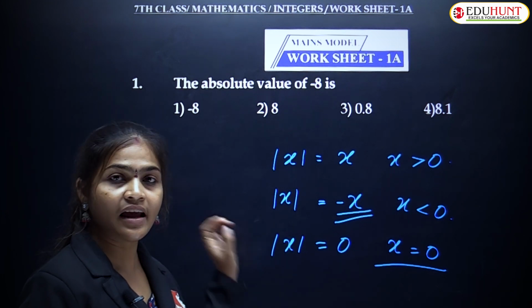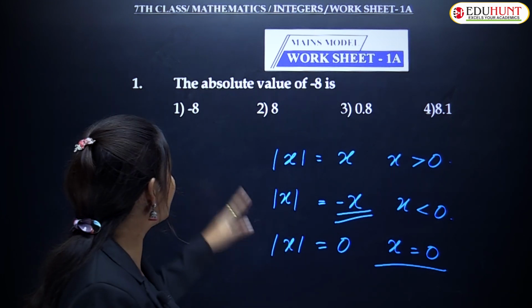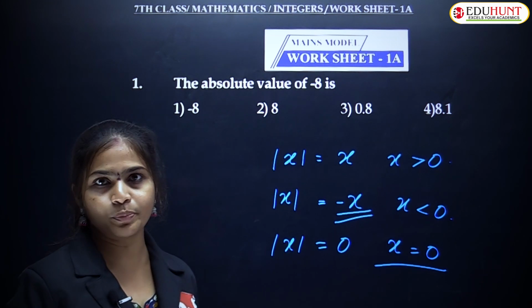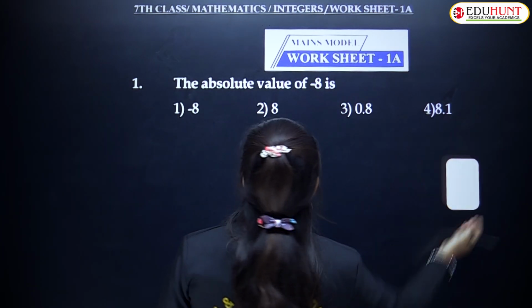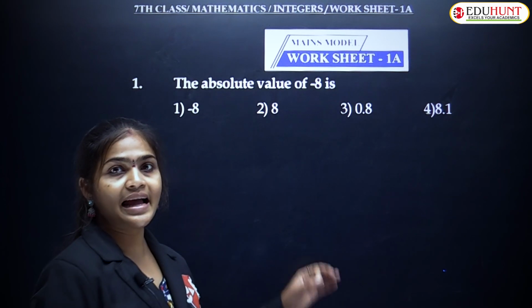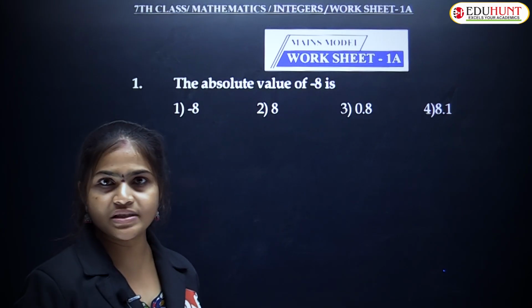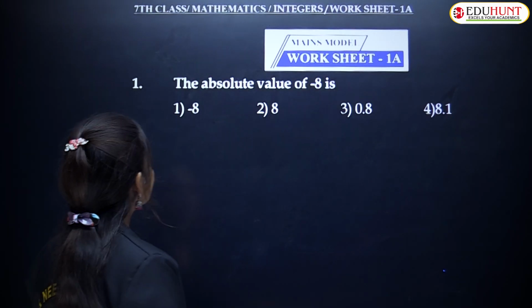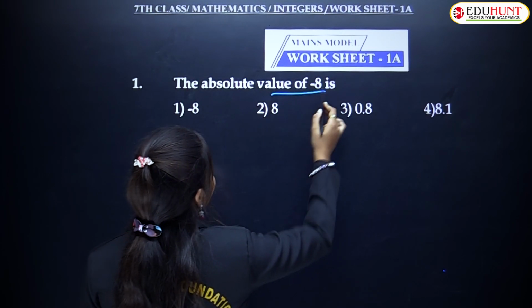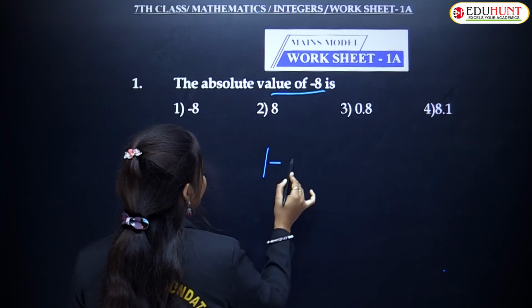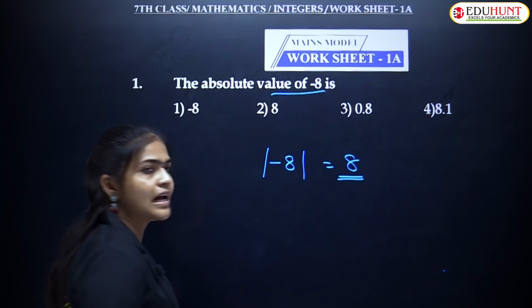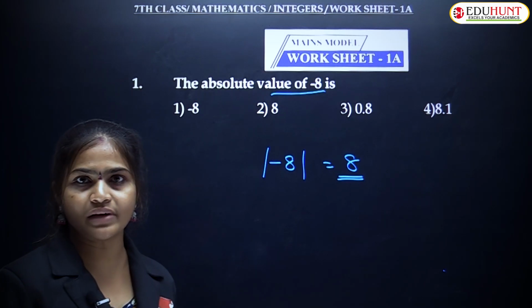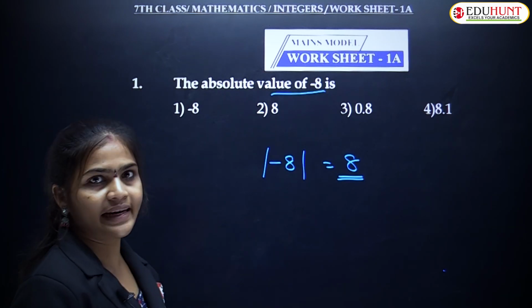Three conditions are there. According to these conditions, we have to simplify the worksheet 1A problems. See here what they have given. And one more thing, the absolute value is always positive. We know that, right? See here, the absolute value of minus 8. The absolute value is always positive, so the value is 8.